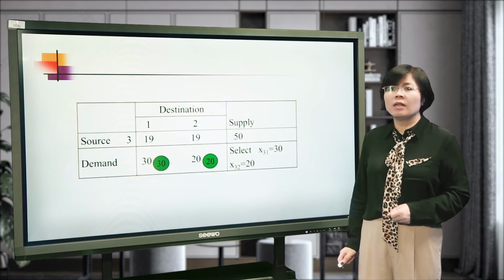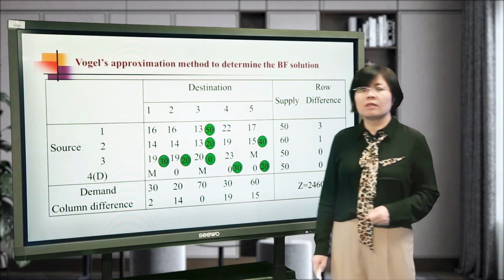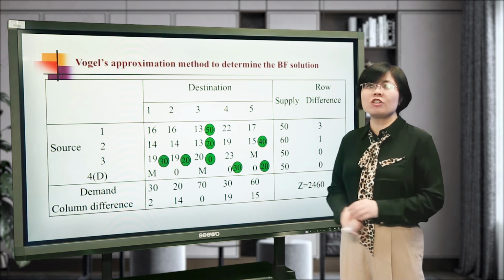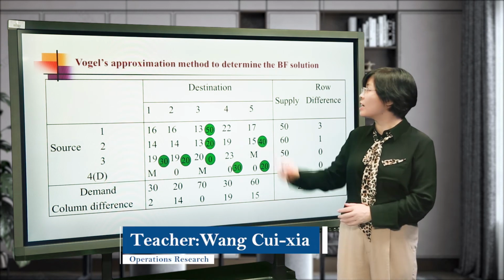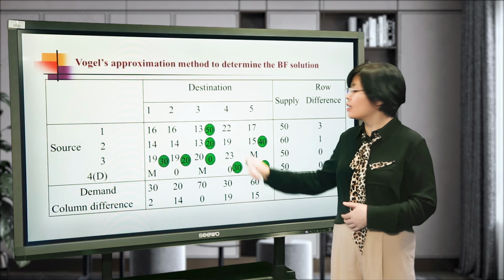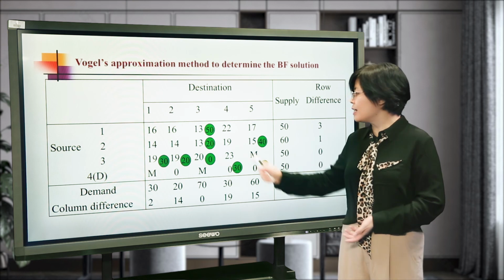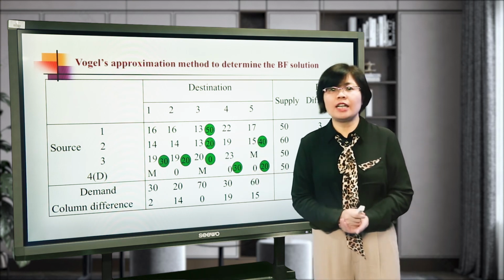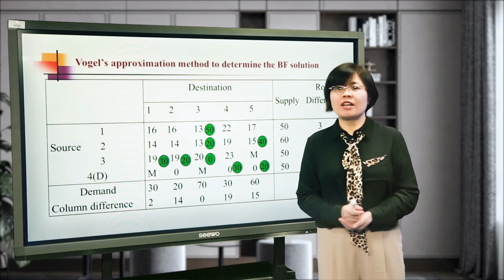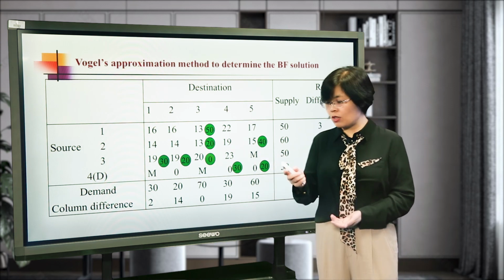Okay, and then this one. Let's see, the initial BF solution determined by Vogel's approximation criteria is like this. As shown in the table, there are 8 circled number cells, each corresponding to a basic variable, which consists of the initial BF solution.